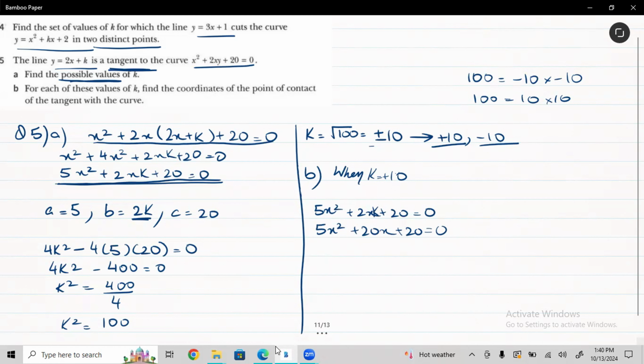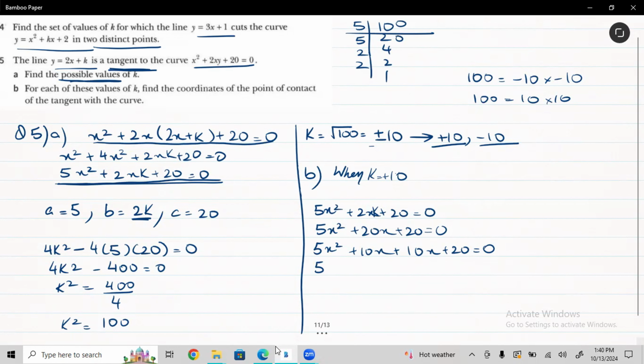So 20 multiplied by 5 is 100. Take the factors of 100. 5 twos are 10, 5 zeros are 0, 5 fours are 20, 2 twos are 4, and 2 ones are 2. Make up 20 from these factors. 5 fives are 25, 2 twos are 4. Wait, 5 twos are 10, 5 twos are 10. Yes. So 5x squared plus 10x plus 10x plus 20 is equal to 0. 5 as the common factor.